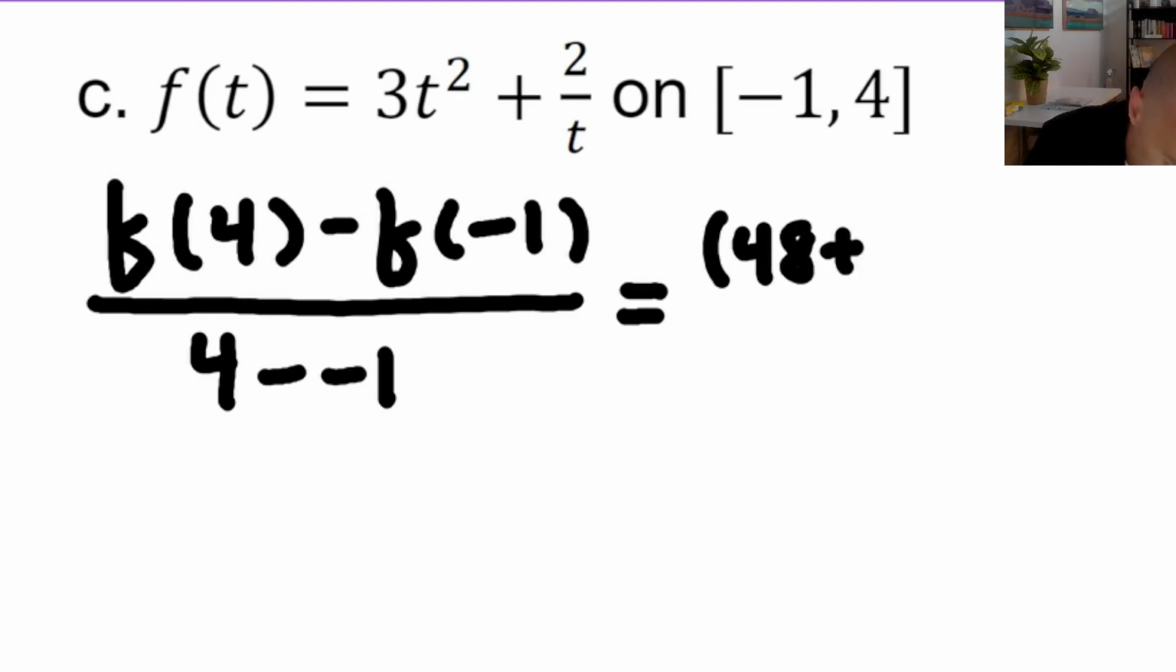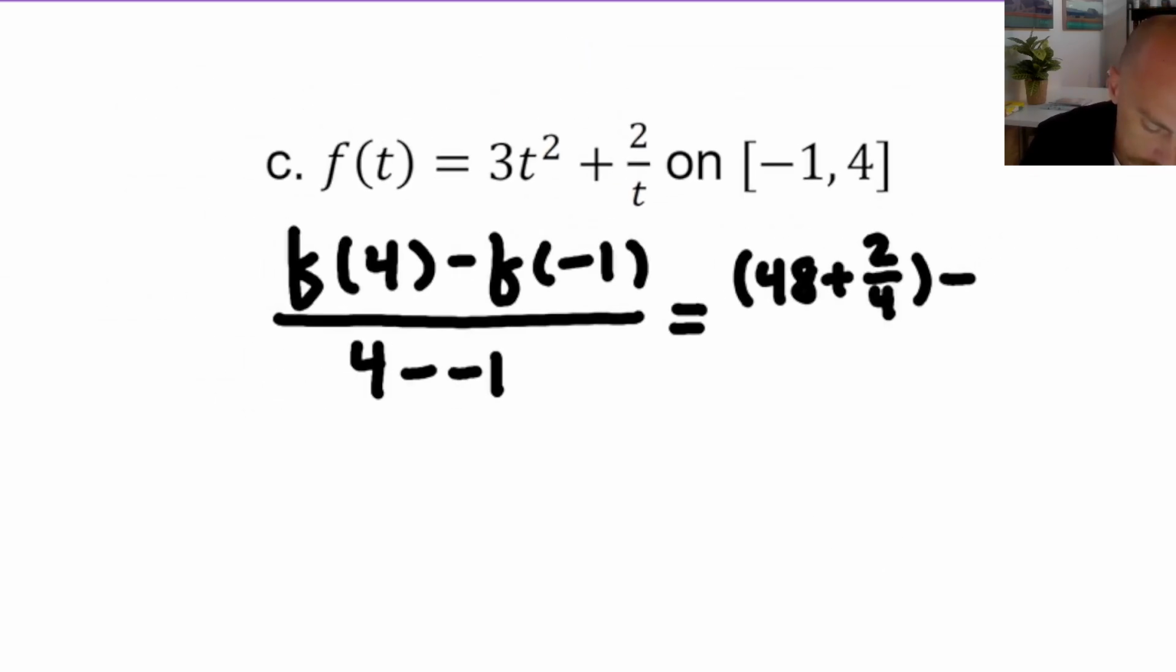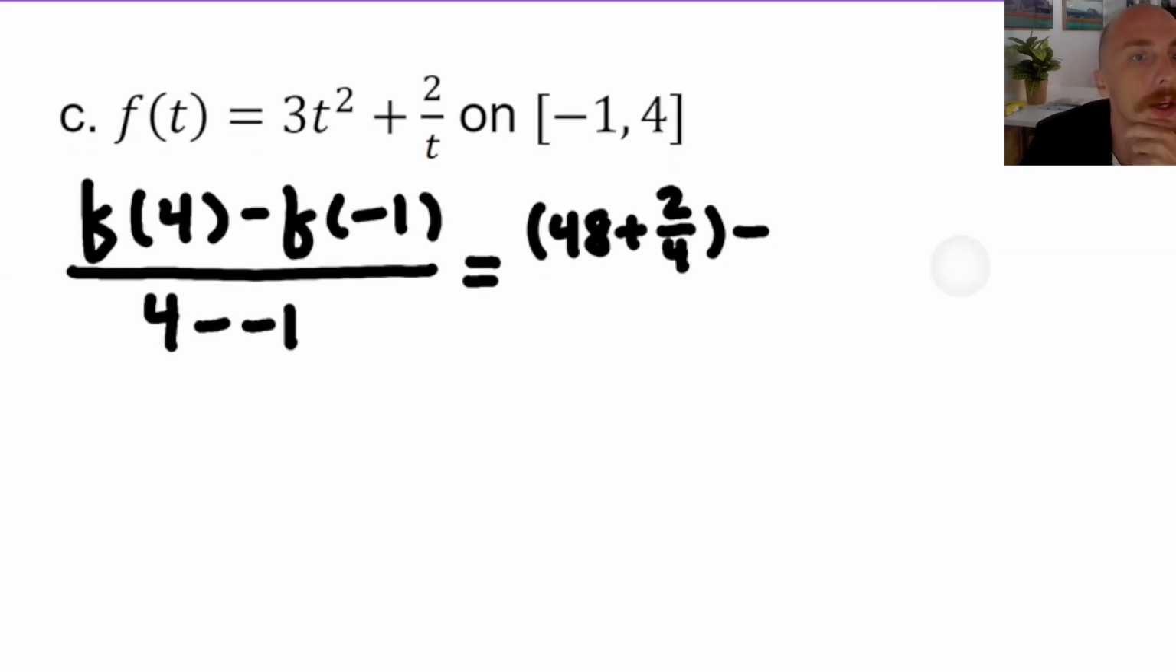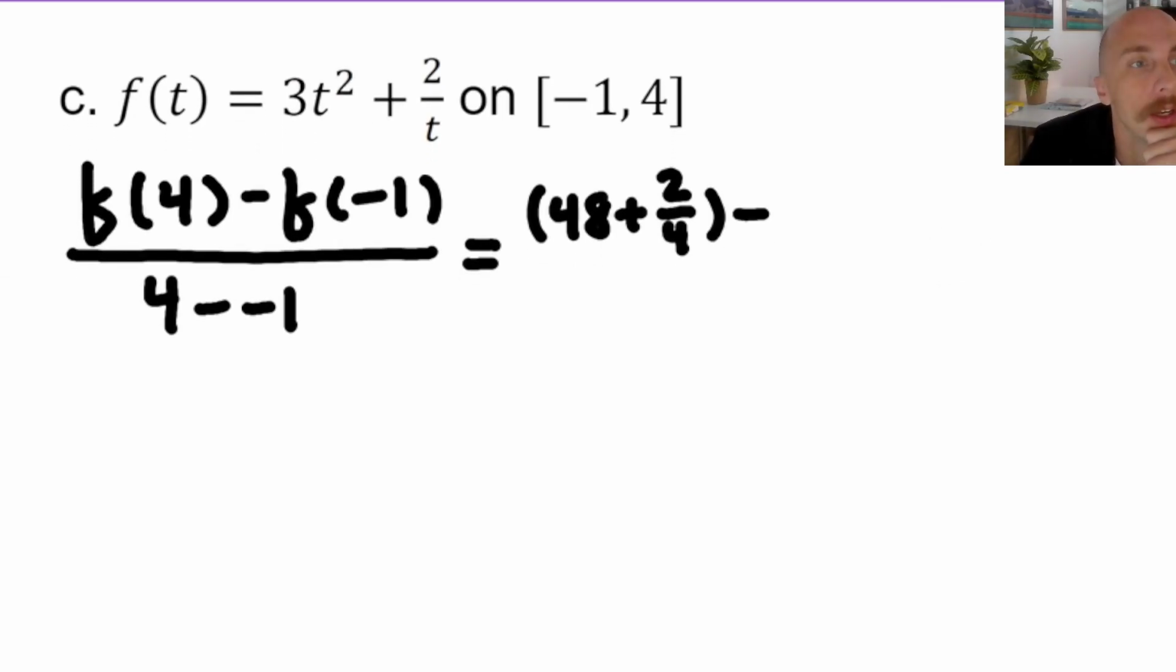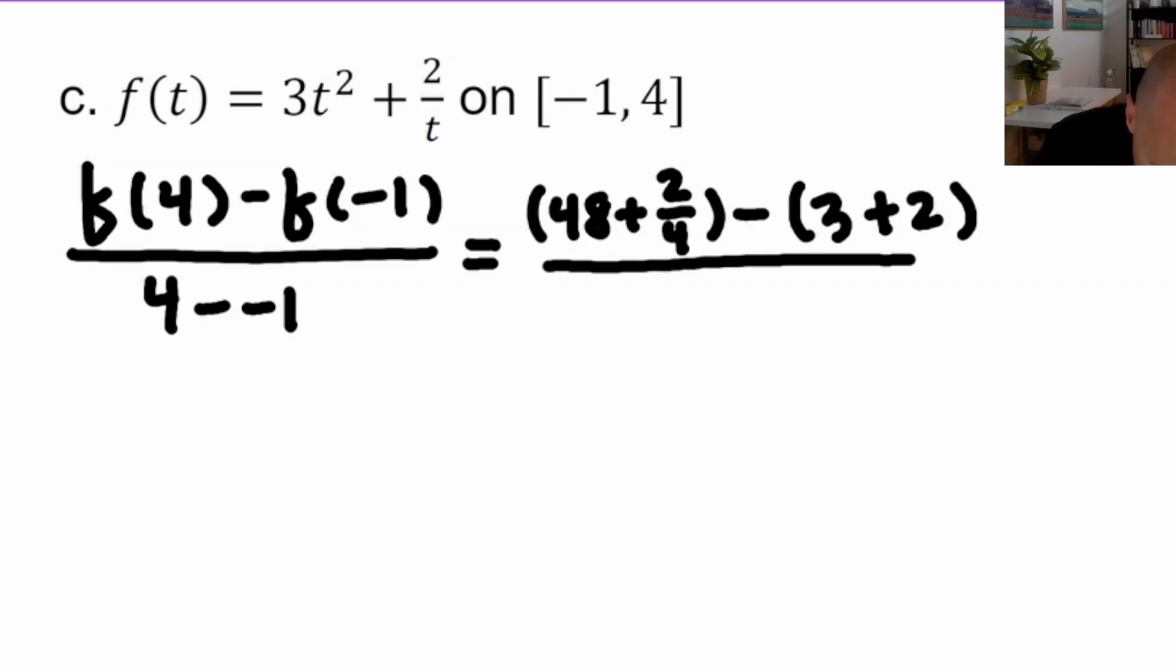Plus 2 over t, so 2 over 4. Alright, minus f of negative 1. I need more room here. That'll help. Alright, when I plug in negative 1, I'll have 3 times negative 1 squared, so that's 3 times 1 is 3. Plus 2 over 1, all divided by 5.